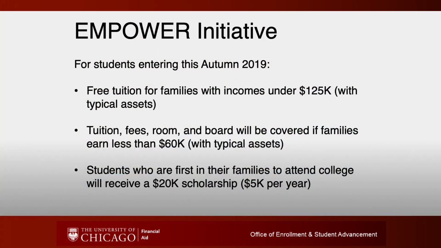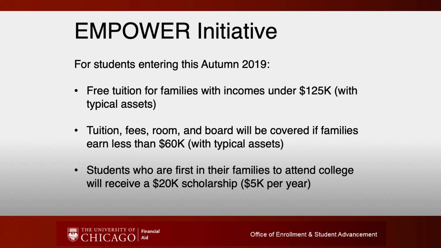Our Empower initiative, new for all of your students starting in autumn of 2019, now includes some happy bonuses. For families that have income under $125,000 with typical assets, there is a 4-year commitment for full tuition coverage. If you don't meet that qualification during one of your first or second years here and dip into that, it's locked in for the remainder of the time the student's here. Same thing for the $60,000 cutoff.